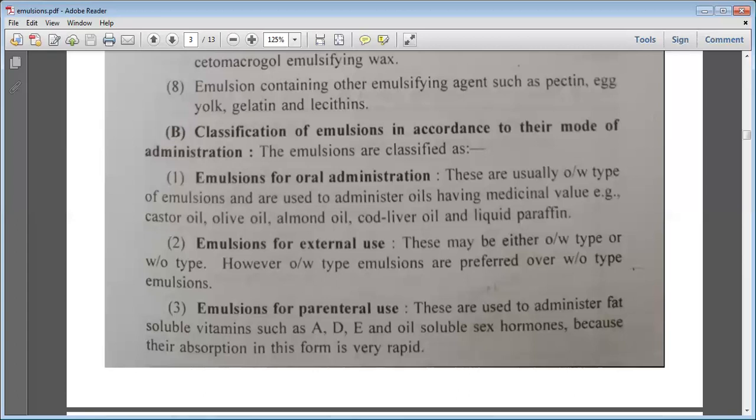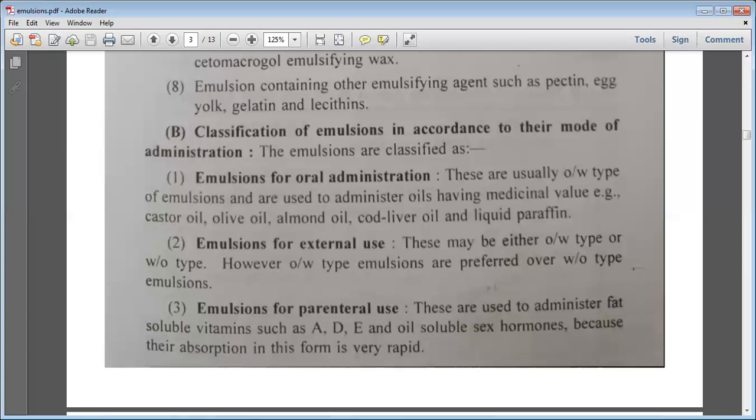Next, emulsions for parenteral use. I told you that emulsions are administered by the parenteral route also. Most of the vitamins are insoluble in water. So there are fat soluble vitamins like A, D, E, and oil soluble sex hormones, because their absorption in this form is very rapid. These vitamins and hormones, which are soluble in oil, can be formulated in the form of emulsions and given easily by the parenteral route.